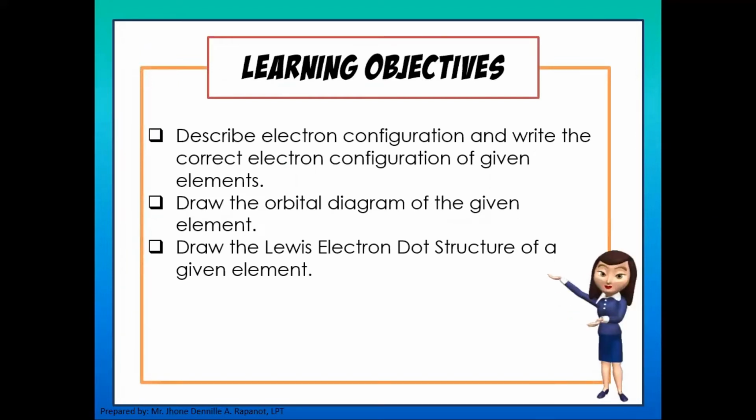First, describe electron configuration and write the correct electron configuration of given elements. Second, draw the orbital diagram of the given element. And third, draw the Lewis electron dot structure of a given element.